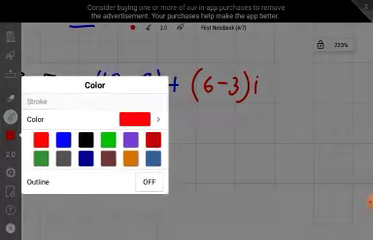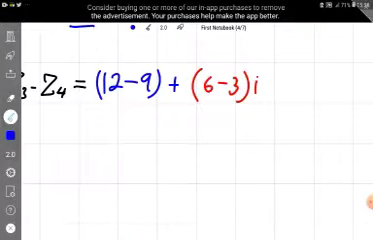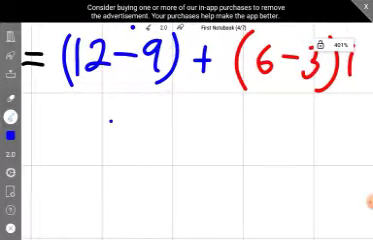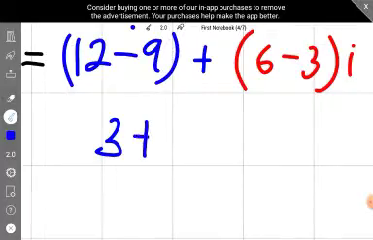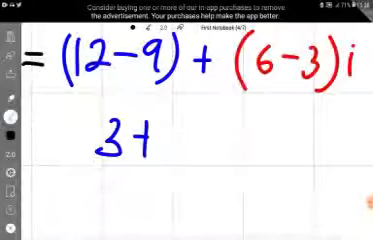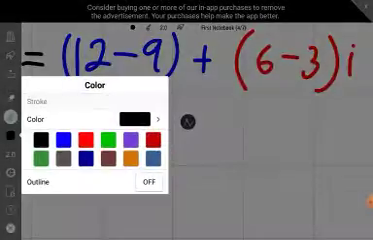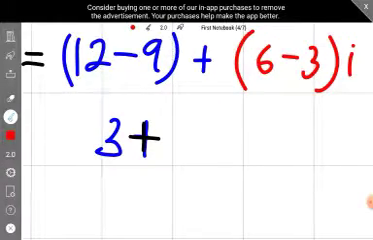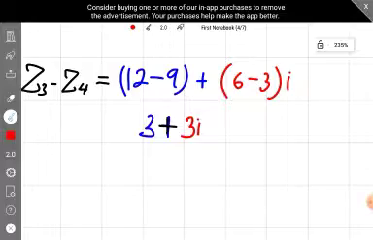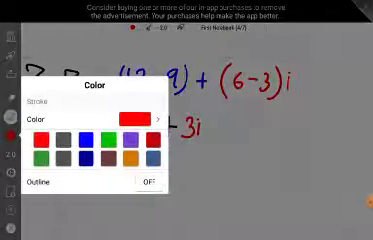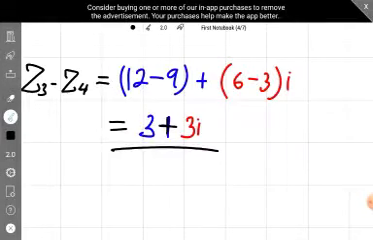So the answer becomes 12 minus 9, that's 3, plus 6 minus 3, that's 3. So z3 minus z4 is equal to 3 plus 3i.